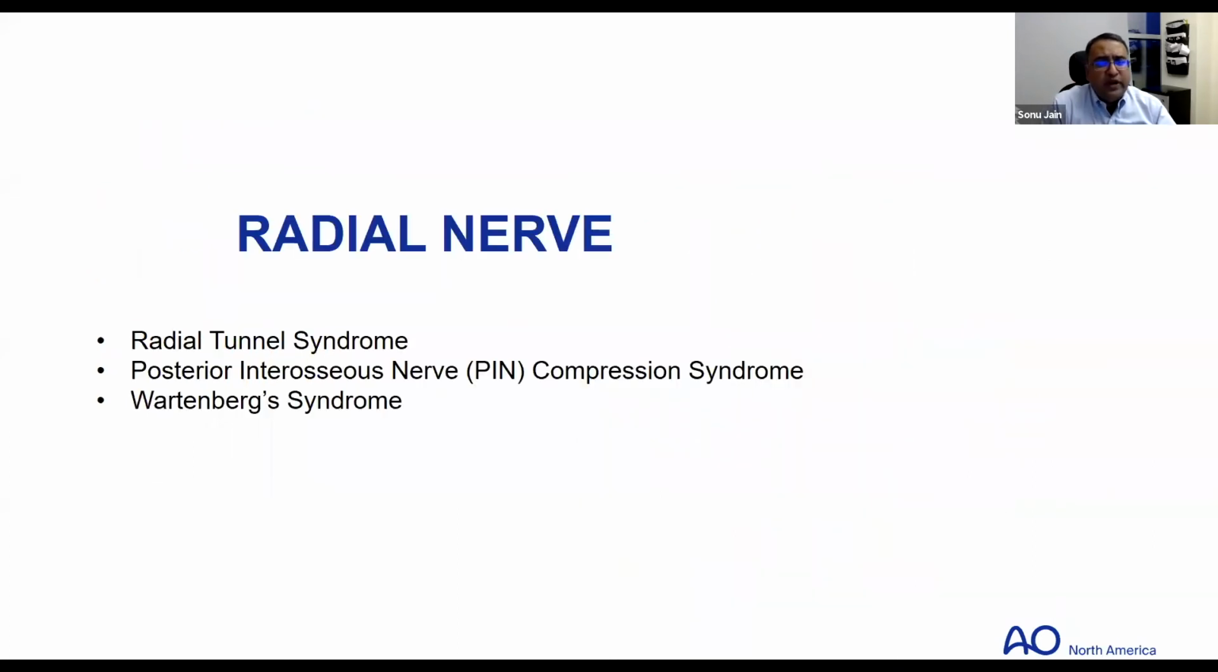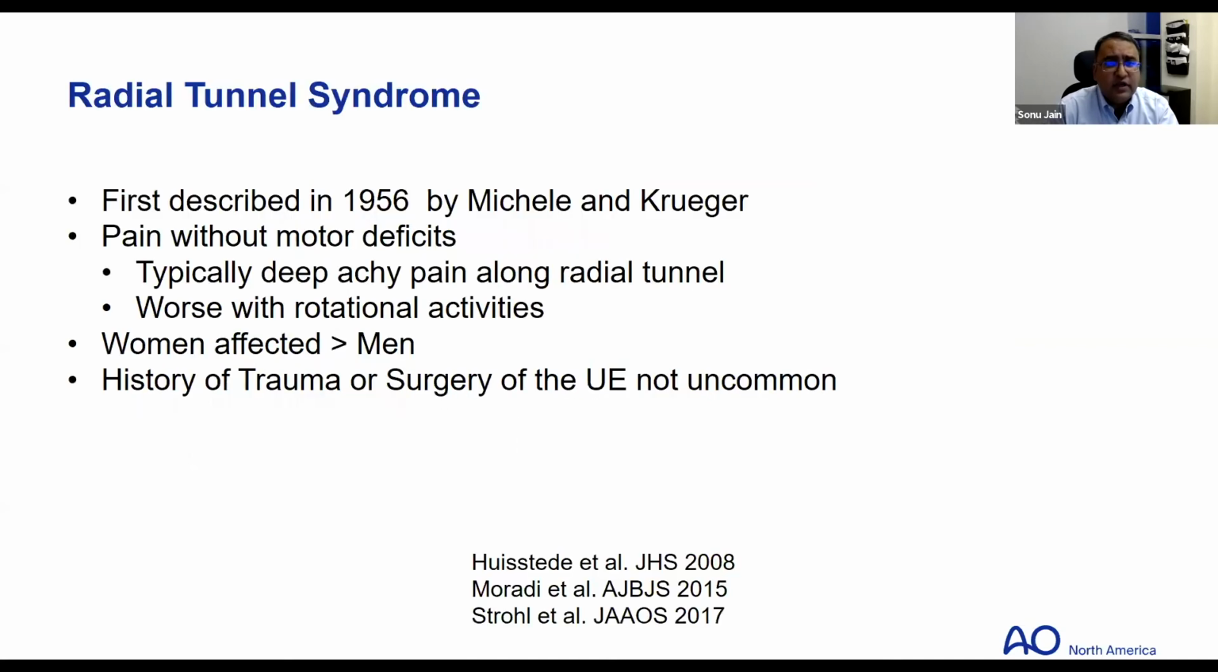So moving on to radial nerve, you have your radial tunnel syndrome, your posterior interosseous nerve compression syndrome, and your Wartenberg syndrome. So let's see. Obviously, radial tunnel was described in 1956. It's pain without motor deficit, so it's just pain, no muscle issues. It's along the radial tunnel, worse with rotational activities, and affects women more so.